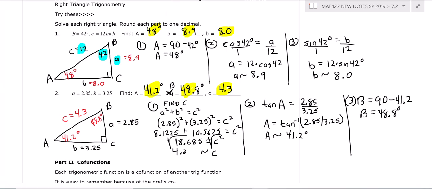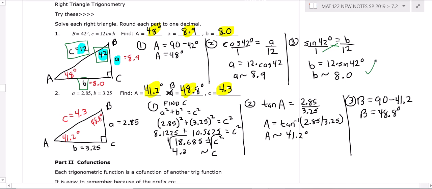Then what I did was I looked at the 42 again. So I looked at this, then I looked at finding this, and then I looked at that. If you look at this, in relation to 42, that's opposite over hypotenuse, so the sine of 42 is B over 12. Then I cross multiply, so B times 1 is B, 12 times sine 42. Work that out on your calculator, you get 8.0.